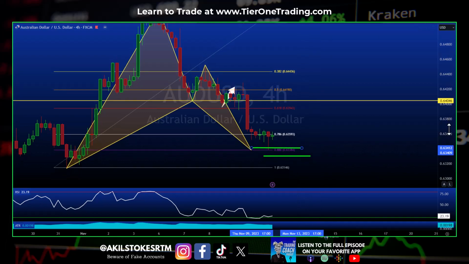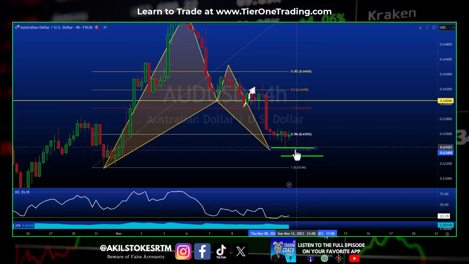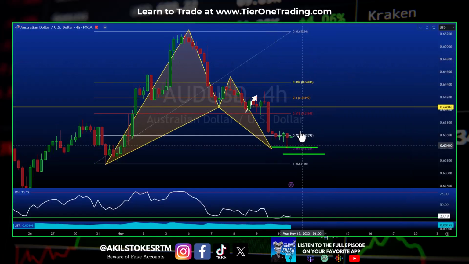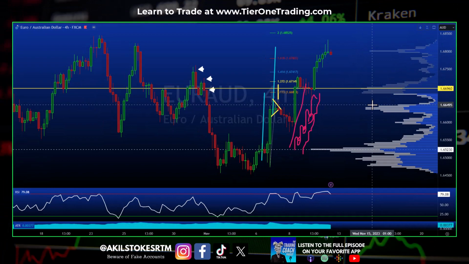Regardless, bullish bat pattern here. Technically, it's completed and pushed a little bit up, but you know how the markets are. This thing could easily come back down and give you a secondary opportunity to get involved. So if you're an advanced pattern trader, say that 6 times fast, keep an eye on the Aussie dollar for the week ahead. Next up is the Euro Aussie.